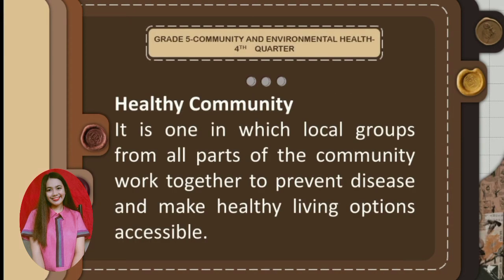Next, let us move on to the fourth quarter of grade 5, which is community and environmental health. A healthy community is one in which local groups from all parts of the community work together to prevent disease and make healthy living options accessible. Working at the community level to promote healthy living brings the greatest health benefits to the greatest number of people.